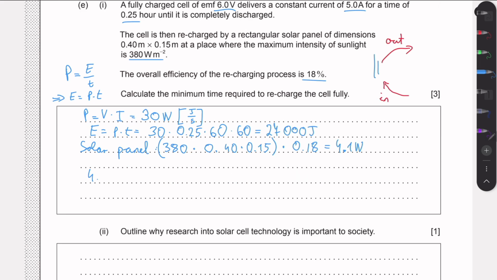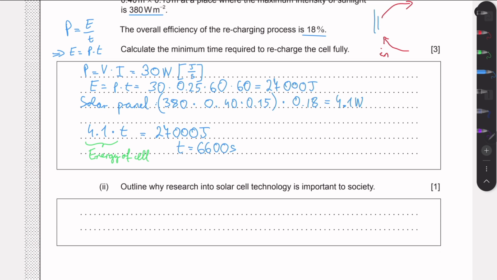So we can say that we need to run this for some time t, with the same concept that this will be the energy of the cell. So this will just be the power times the time. That's the same calculation we did over here. And we know that this has to be equal to the energy that we got out, so 27,000. From this, we will see that the time is going to be approximately 6,600 seconds. So this is the minimum time.